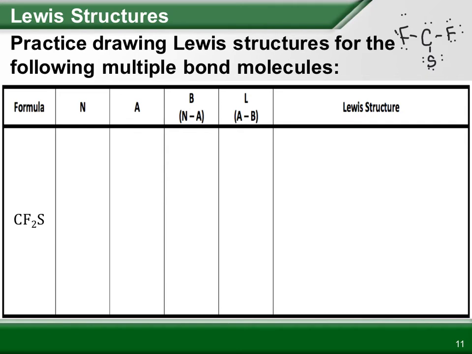I should say theoretically look, but alright, so looking at calculating N, there's 1 carbon. Carbon needs 8.